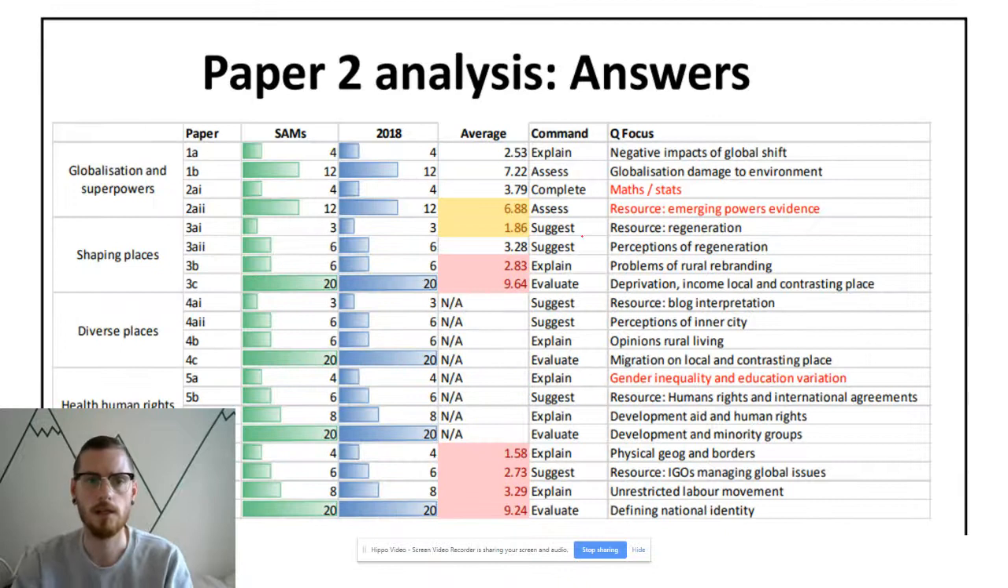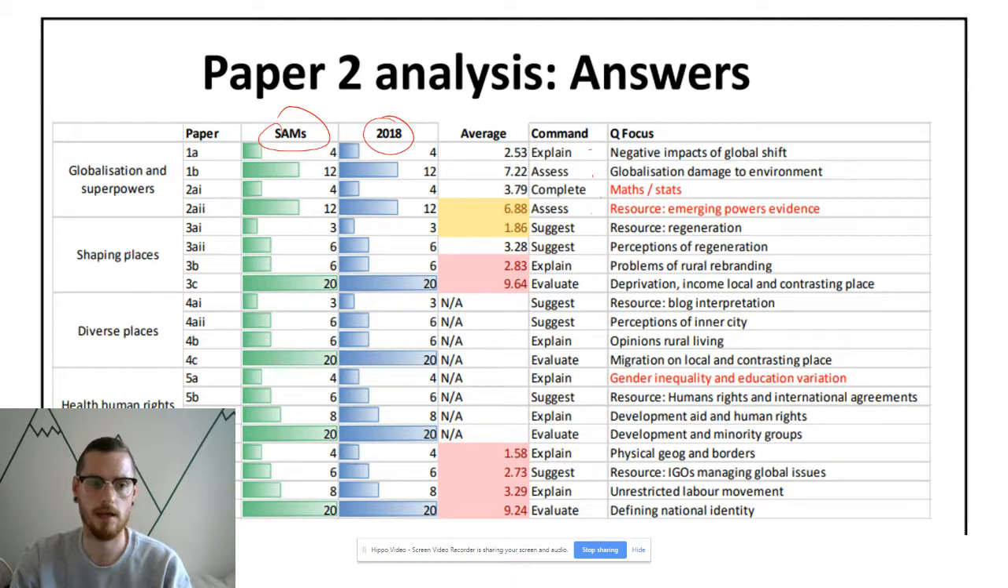Let's go on. This is a breakdown or analysis of your paper 2. So again, you are doing globalization and superpowers at the beginning. There's just 4 questions here: 1A, 1B, 2A(i), 2A(ii). It goes 4, 12, 4, 12. The SAMs and 2018 exam are exactly the same. And it's an explain, assess, complete, assess.